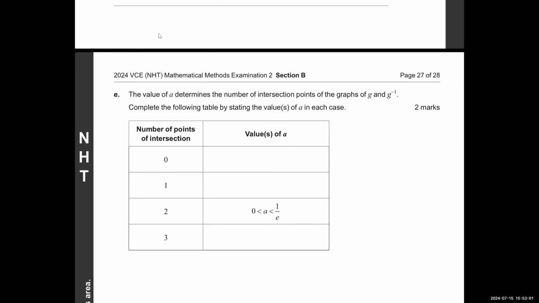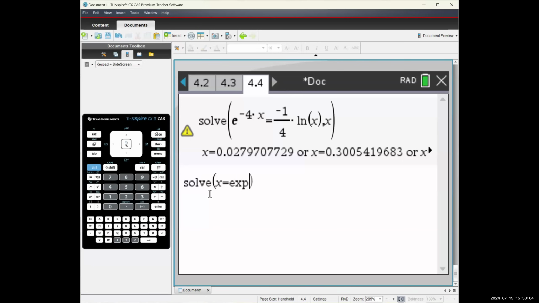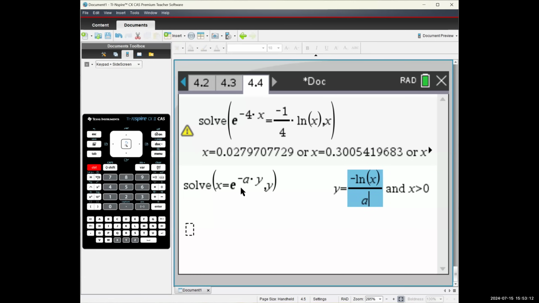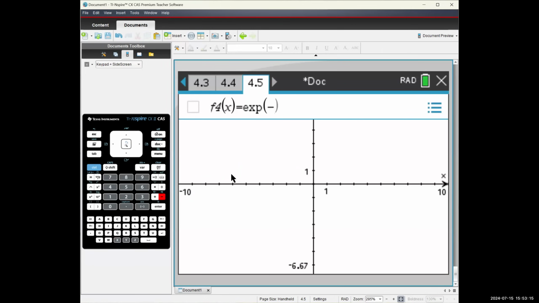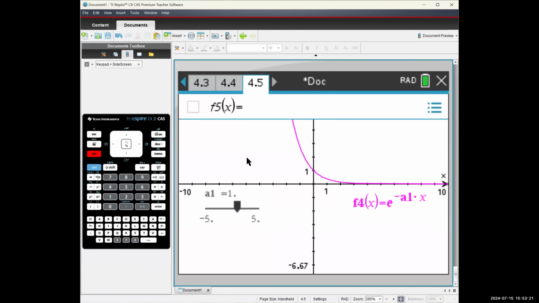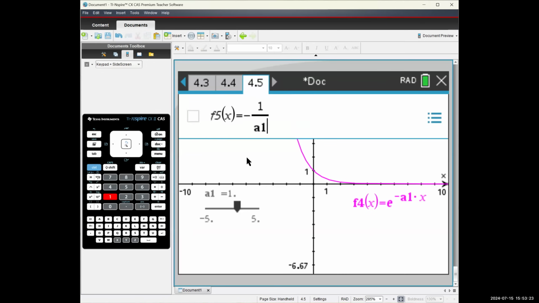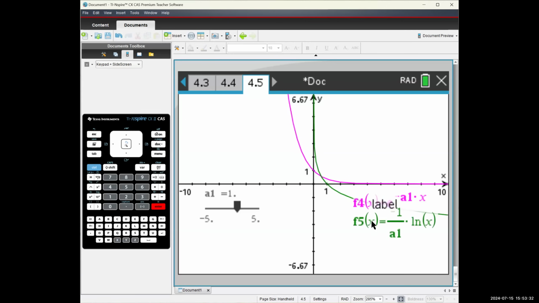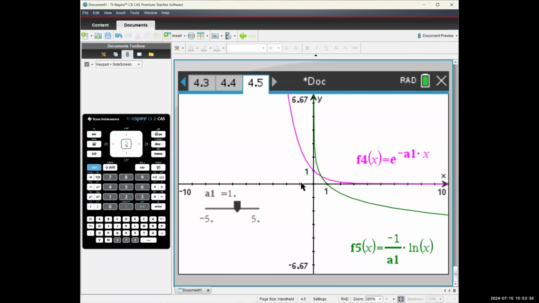But now, if you solve x equals exponential minus a times y for y, this is the general form for the inverse function. And I'm going to use a slider, exponential minus a1 times x, create a slider for a1, and -1/a1 natural log of x. You can see a1 goes bolded together with the a1 you assigned previously. Okay, so when a equals 1, we have 1 point of intersection.